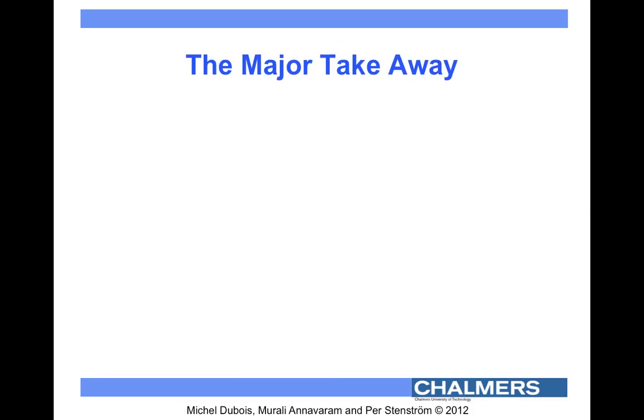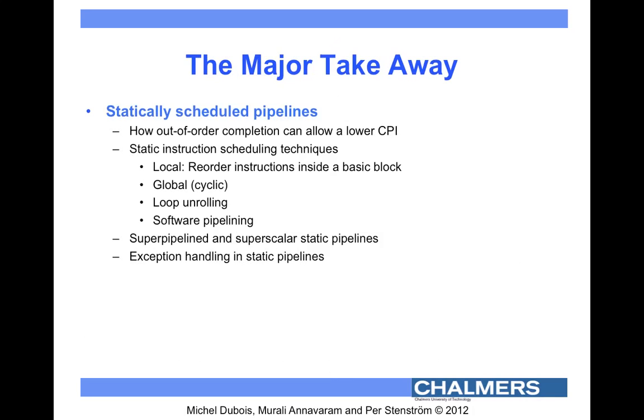So now the major takeaway from this lecture is the following. We have reviewed statically scheduled pipelines, and how out of order completion can allow a lower CPI. We have looked at static instruction scheduling techniques, those that work on the basic block level and are constrained by that. There were a few opportunities, but fairly limited. So we also looked at global techniques like loop unrolling and software pipelining, with the aim of creating larger chunks of code to allow more flexibility in code motion to get rid of stalls associated with hazards.